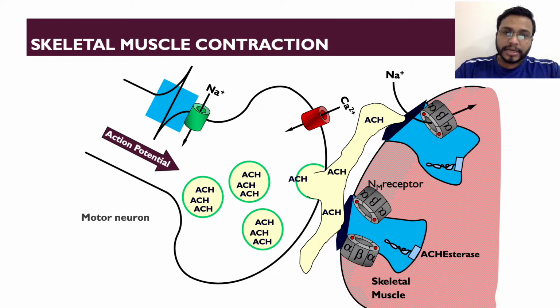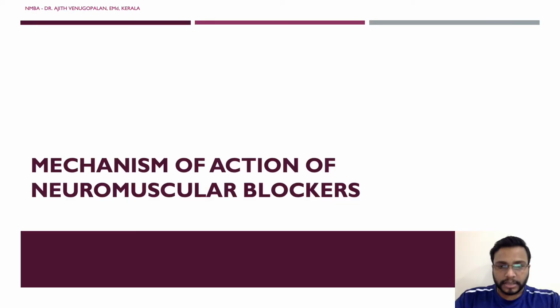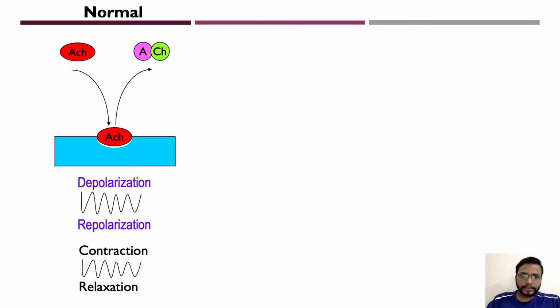Whatever acetylcholine is remaining at the neuromuscular junction is going to get broken down by the acetylcholine esterase. Now, how does it act?